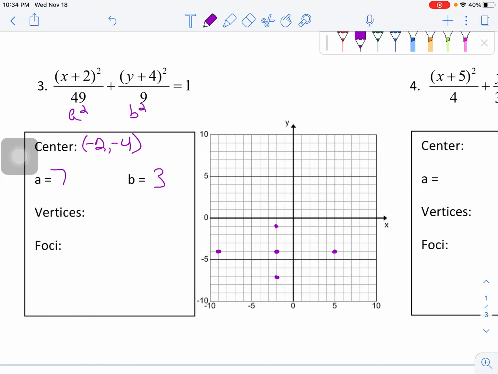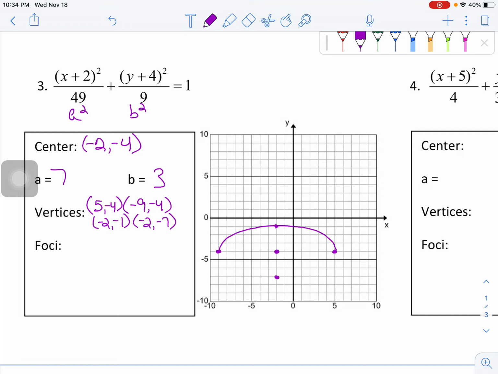Okay. So to get my vertices, I can actually just look at my points, or if I think about it, I've changed this x value 7 units, either left or right. So -2 plus 7 would be 5, -4. -2 minus 7 would be -9, -4. And then if I leave the x value alone, I had to add or subtract 3 to the y value. So -2, -1 if I add 3, and -2, -7 if I subtract 3.